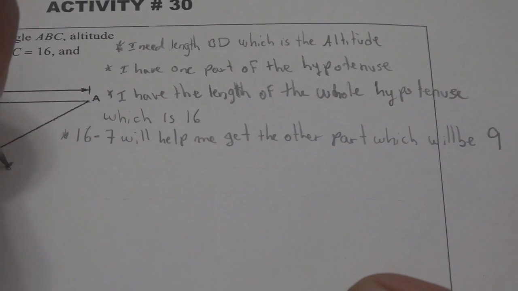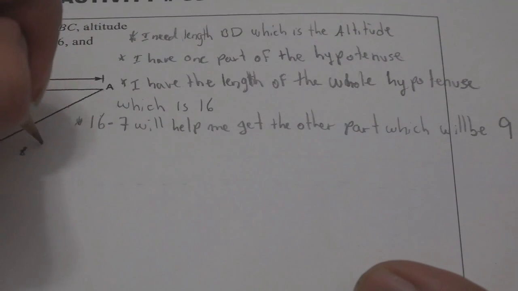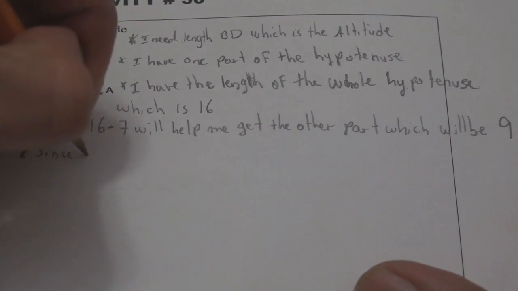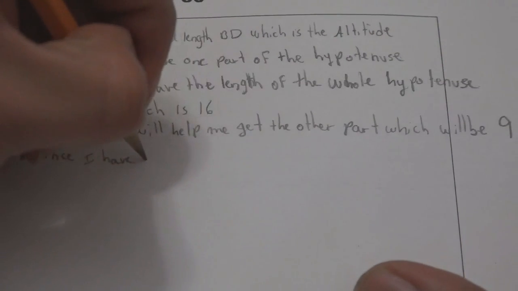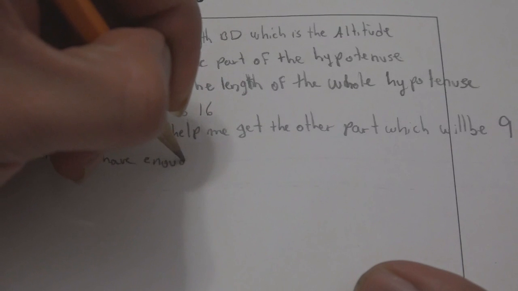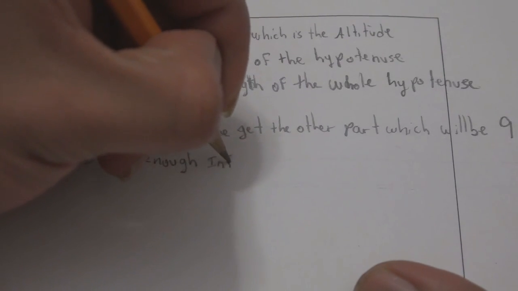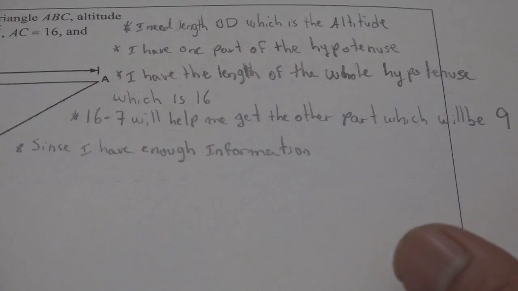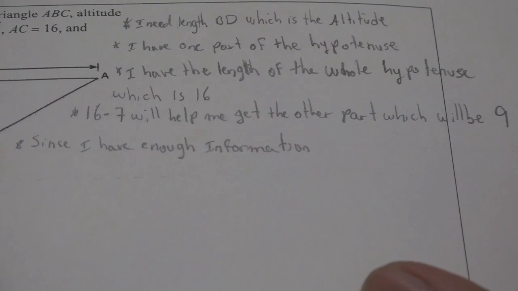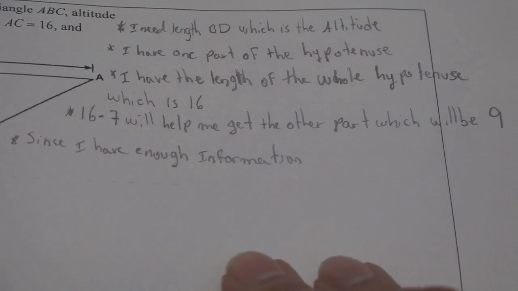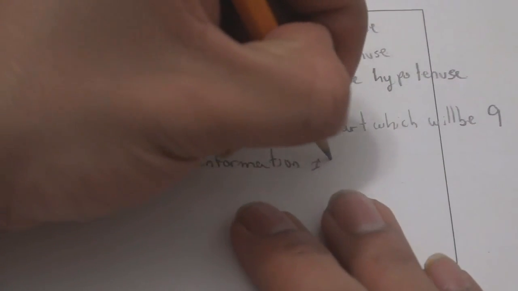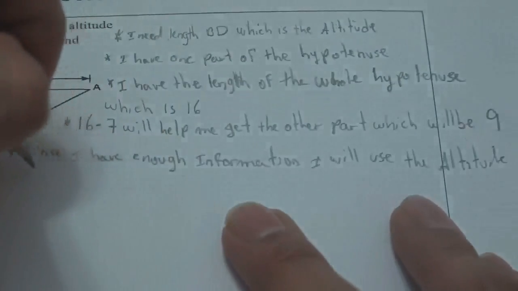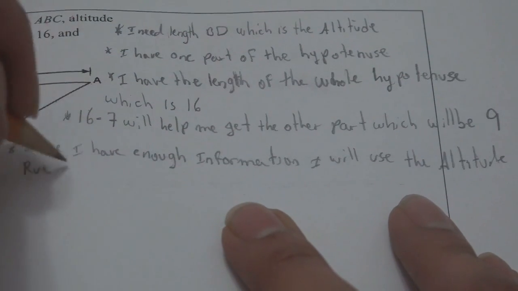Then I write, since I have enough information, I will use the altitude rule.